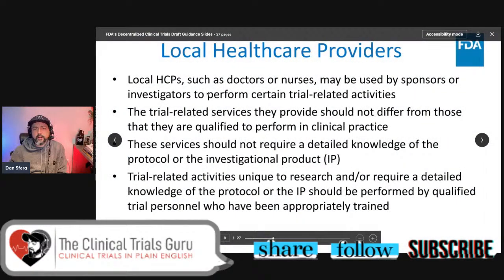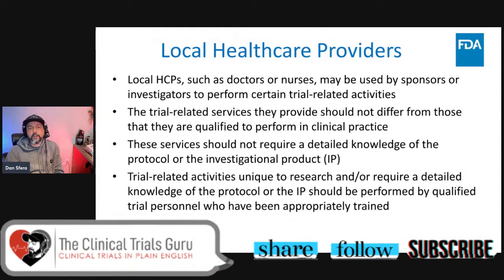Local healthcare providers, local HCP. So this is like 5 slides so far about local healthcare providers. Local healthcare providers, such as doctors or nurses, may be used by sponsors or investigators to perform certain trial-related activities. The trial-related services they provide should not differ from those that they are qualified to perform in clinical practice. These services should not require a detailed knowledge of the protocol or the IP.